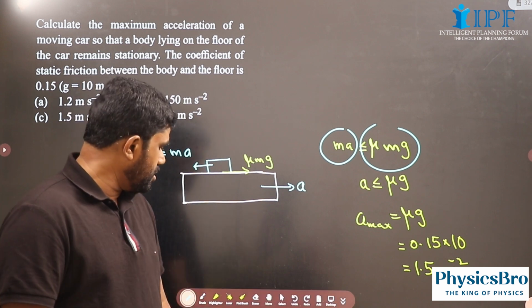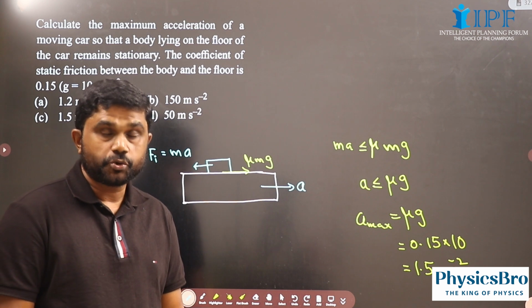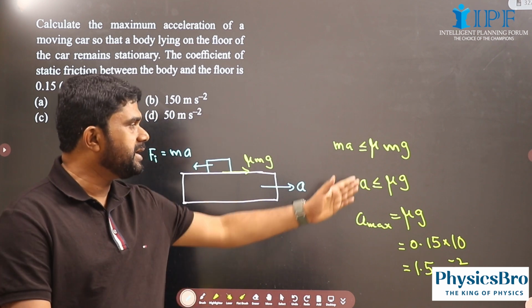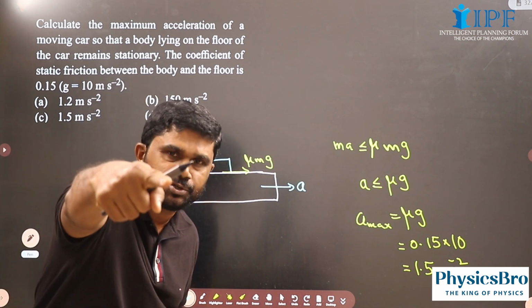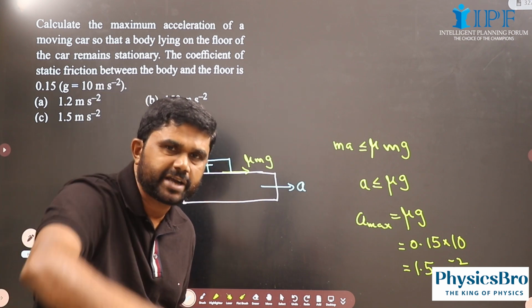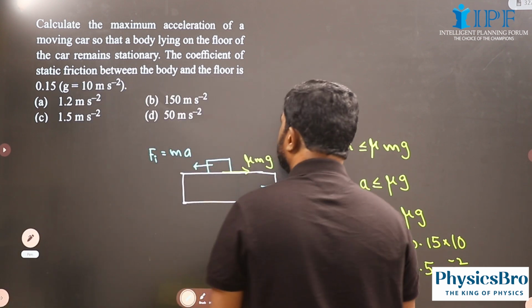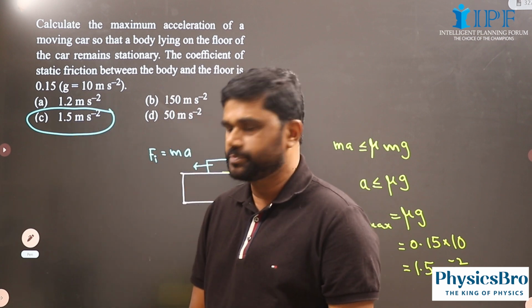Okay, now let us see ma less than or equal to mu mg. So a, the acceleration with which the car is being driven, must be less than or equal to mu g, meaning it cannot be greater than mu g. Mu g is the maximum acceleration. Mu is 0.15 and g is 10, so it will be 1.5 meter second raised minus 2.